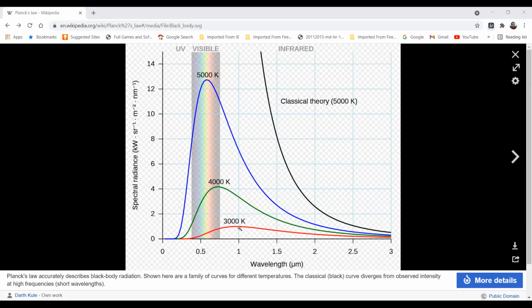And also the shift in the peak of the energy density can be observed with increase in temperature, and that is called Wien's displacement law. And we'll come to that later. In the next class, we'll consider this Wien's displacement law also.